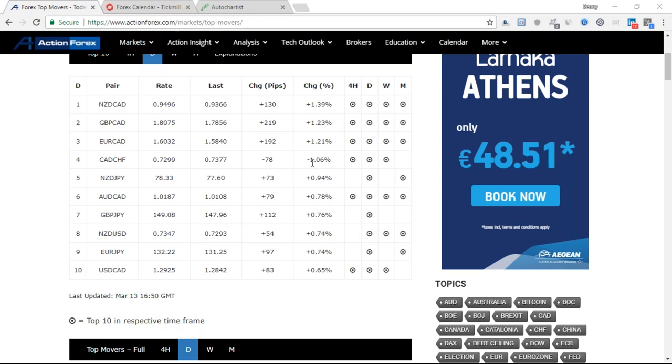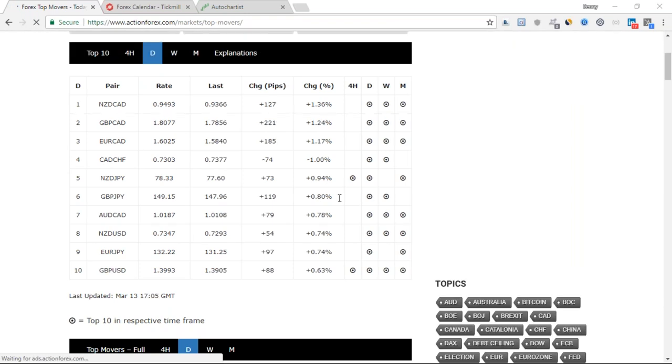So if you see a minus sign, like let's say number four, minus right here, they're actually selling the CAD because CAD is the first one. If they are selling the CAD, they are automatically buying the CHF, the second currency to the right. Okay, so there you go.